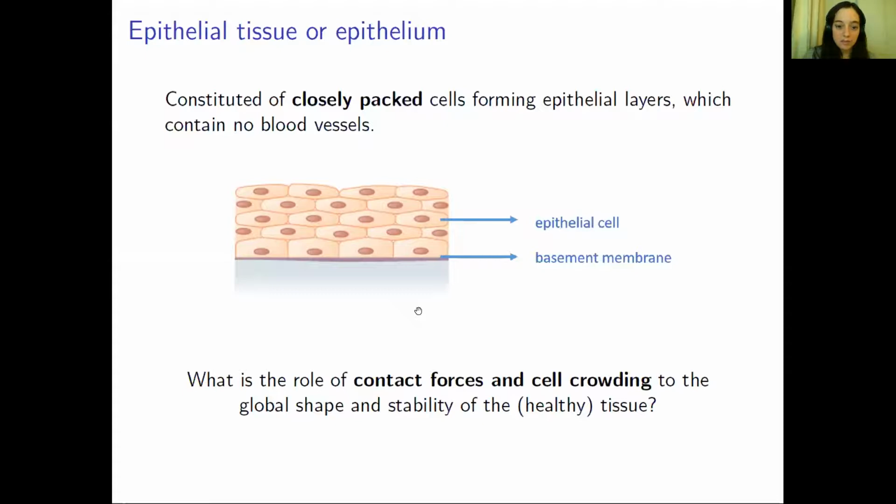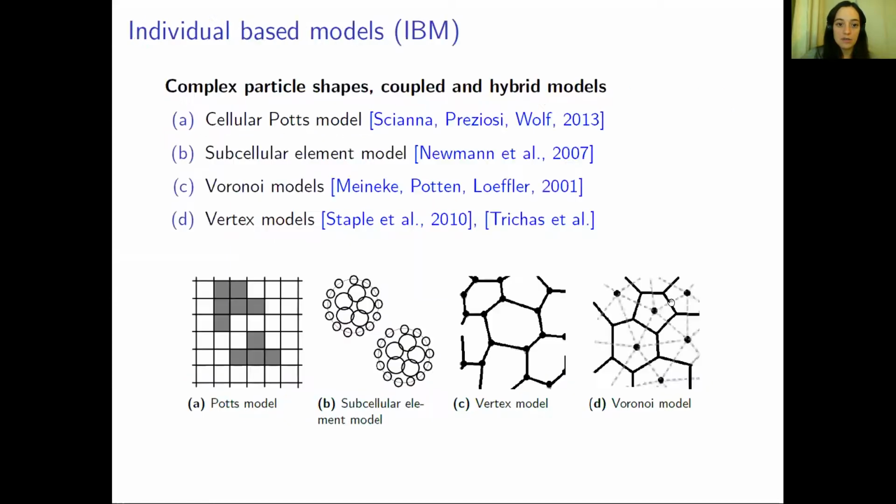So this is the main question: what is the role of this crowding and forces in the global shape and stability of the healthy tissue that we want to address?